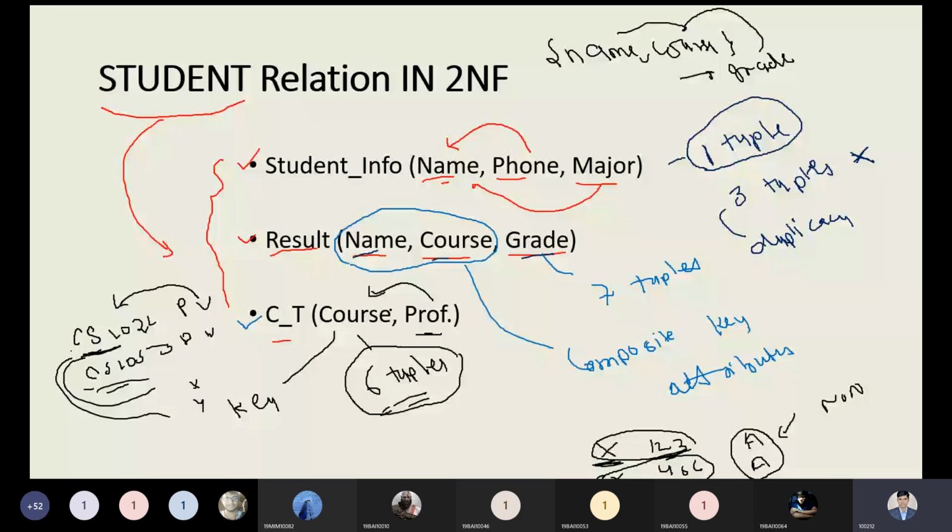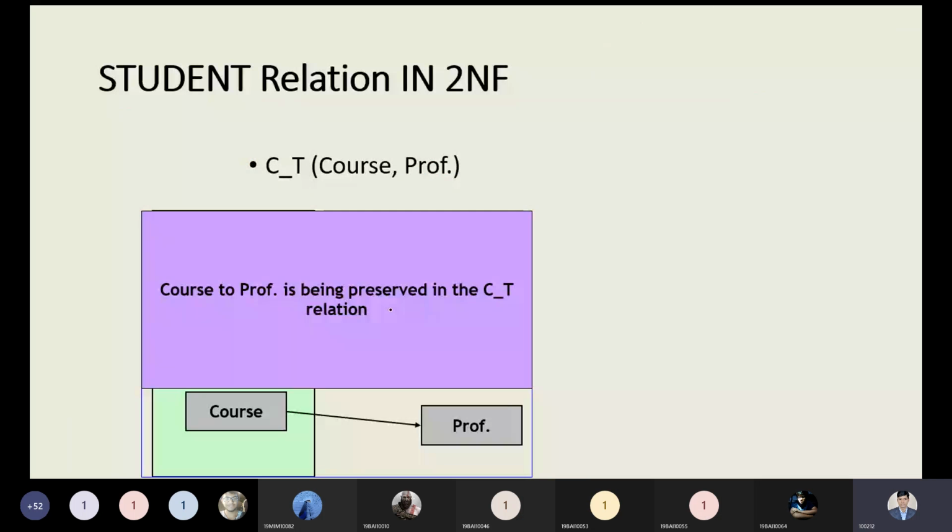We will again get multiple entries along with the course, grade and professor, definitely. So it will preserve the information. This is the point we need to keep in mind. The same thing we will also apply over here. So course to professor, it means the course determinant to the professor is being preserved in the CT relation. So here we have the point.